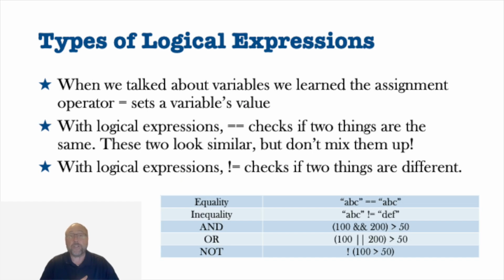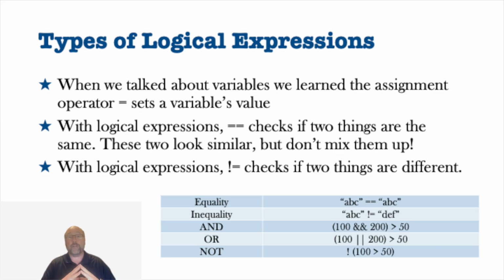There are different types of logical expressions that we can use. If you remember back to when we talked about variables, we used the assignment operator, which is an equal sign, right? So we set the value of a variable using equals. In a logical expression, we don't use equals, we use double equals. And double equals means that two things are the same. They look a lot alike, so I just want to make sure you don't mix them up. Also, in logical expressions, we use exclamation point equals. This means two things are different. We call that not equals.